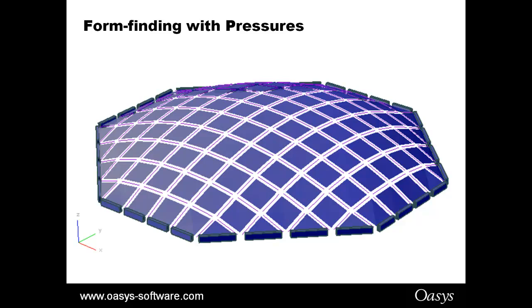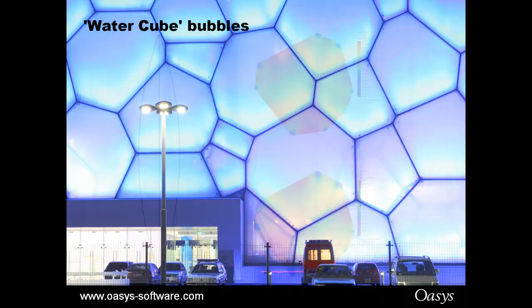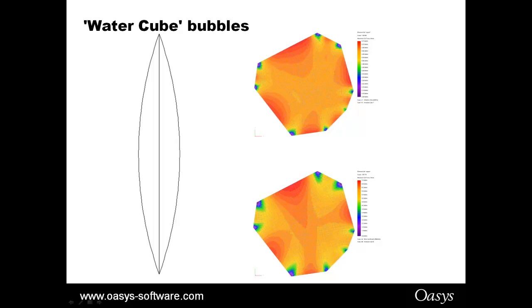Now, I mentioned ETFE cladding. Here's an example one: the Beijing Water Cube from the last Olympics. The way this was worked, form found and analysed, was that the bubbles were actually sort of three layers of ETFE foil under inflation loads, and each skin was actually analysed separately.